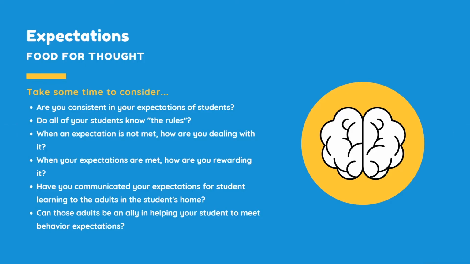So before I move on, I want to take some time to consider. Are you consistent in your expectations of students? Do all of your students know the rules? When an expectation is not met, how is it dealt with? When expectations are met, how are they rewarded? Have you communicated your expectations for student learning to the adults in the student's home? And can those adults be an ally in helping your student to meet behavior expectations? If you're having any kind of struggle with behavior in your classroom, consider these questions.